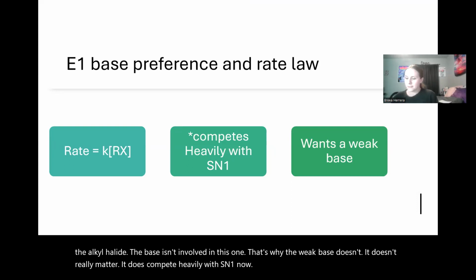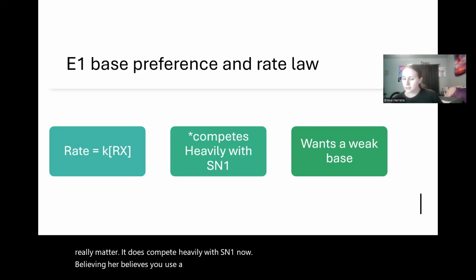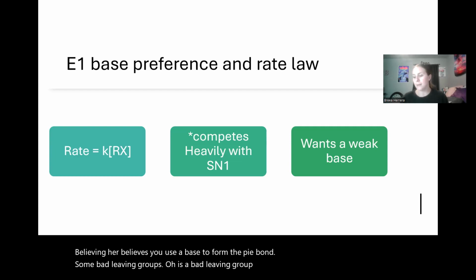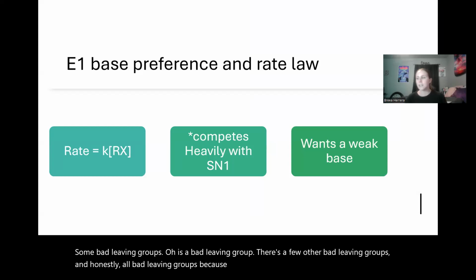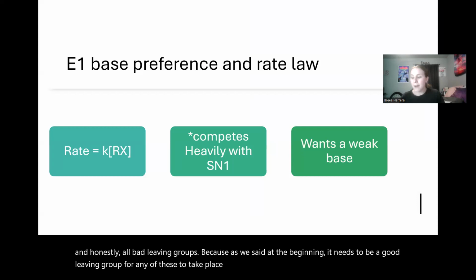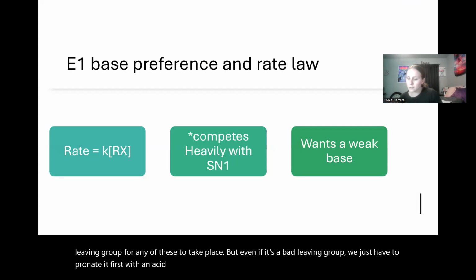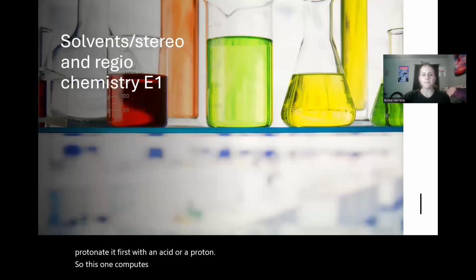So the leaving group leaves. You use a base to form the pi bond. Some bad leaving groups: OH is a bad leaving group. There's a few other bad leaving groups. And honestly, all bad leaving groups, because as we said at the beginning, it needs to be a good leaving group for any of these to take place. But even if it's a bad leaving group, we just have to protonate it first with an acid or a proton. So this one competes heavily with SN1. We said that. Solvent, stereo, and regiochemistry.